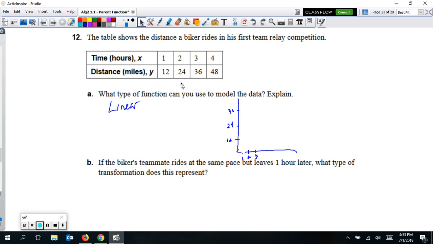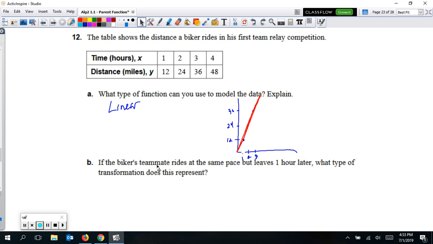And then I'm just going to plot a couple of them. So at 1 we're going to be at 12, and at 3 we're going to be at 36. And you can just draw your line from there. At 2 you're at 24. You're seeing it, it's all lining up. At 4 you're at 48. So this is all going to line up. That's why it shows you that this is definitely going to be a linear function. So that's how you can definitely tell that.